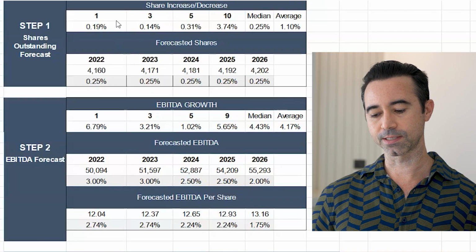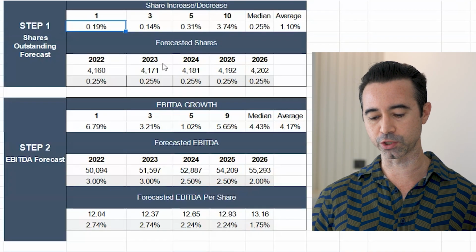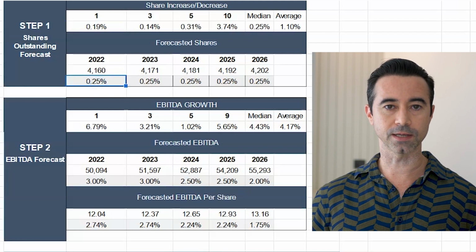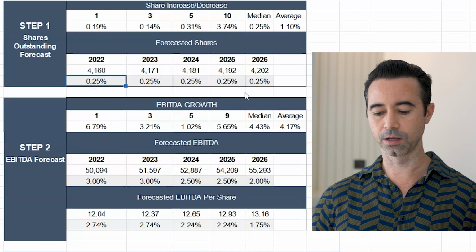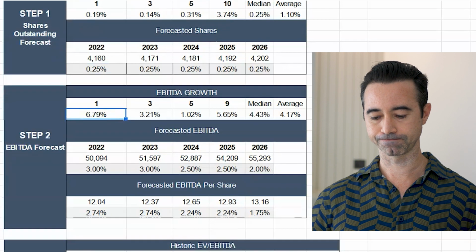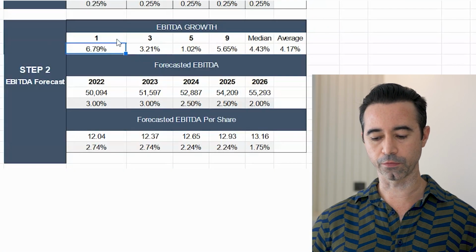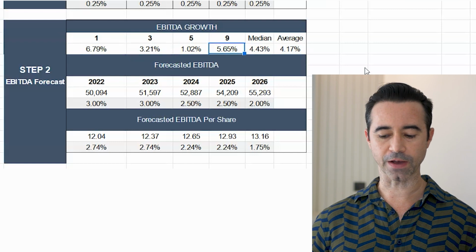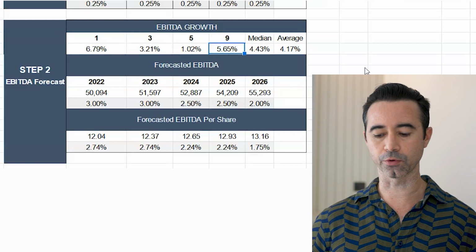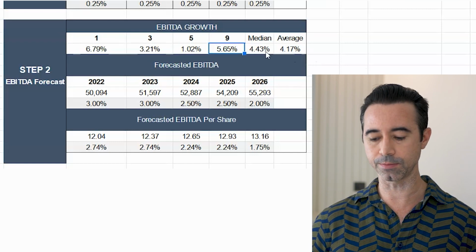Let's go to the EBITDA methodology. So okay, share increase, decrease, we have the same information here. I'm diluting us at 0.25% per year. We have EBITDA growth here. So EBITDA growth, over 1 year, it was 6.79. Over 9 years, it was 5.75. That was the annual growth rate in EBITDA.